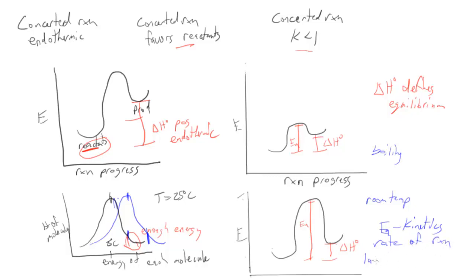So larger EA equals a slower reaction. Smaller EA, in this case, is going to be a faster reaction.